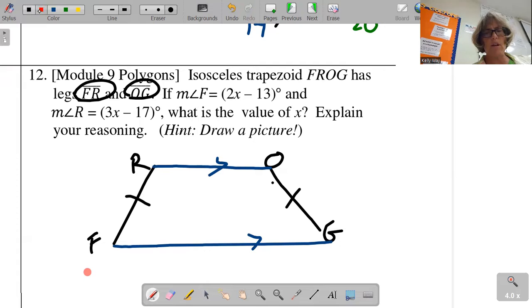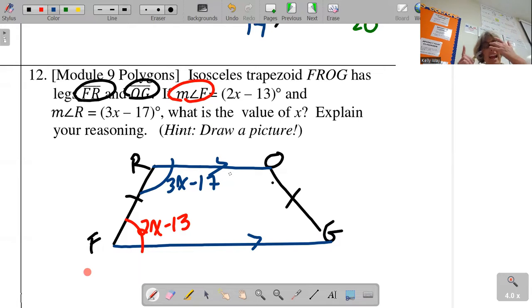What are we given? Angle F is 2x minus 13. Let's make that a little bit cleaner here. And we're given the fact that R is 3x minus 17. What is the value of x? And you have to explain.